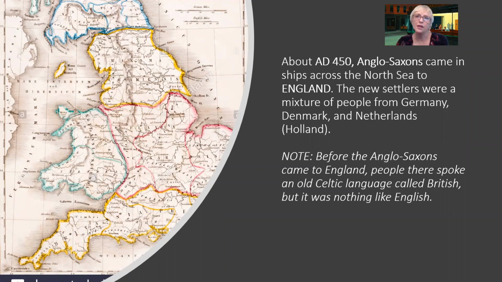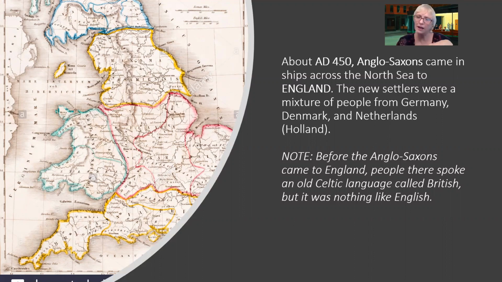So here's what happened. About the year 450, Anglo Saxons came in ships across the North Sea to England. The new settlers that came into England, these Anglo Saxons, were a mixture of people from Germany and Denmark and the Netherlands, which we also call Holland. And just know that before the Anglo-Saxons came to England in 450, the people that lived in England spoke this old Celtic language called British, which sounded nothing like English. So they spoke British until the Anglo-Saxons came in, invaded, whatever you want to call it.